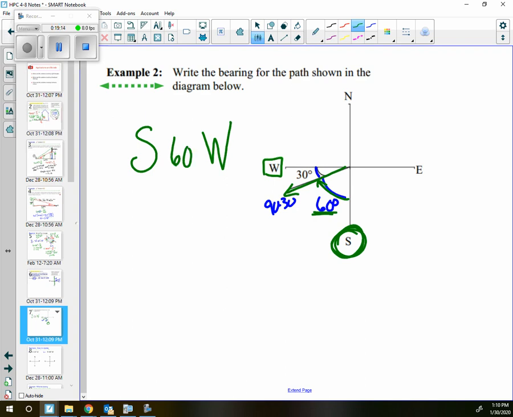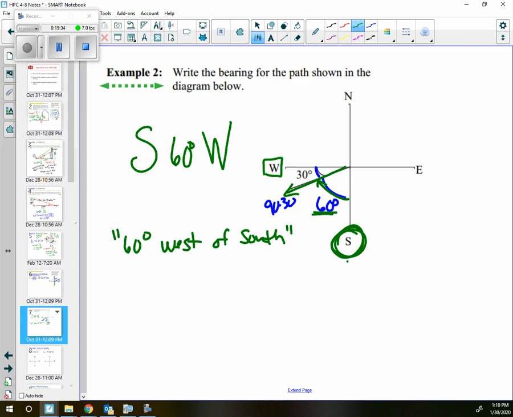So it would be 60 degrees, always from the north-south line. The way I would say this is 60 degrees west of south. When I'm describing that heading, I'm going below, so I'm on the south direction, and I'm going 60 degrees west of that.